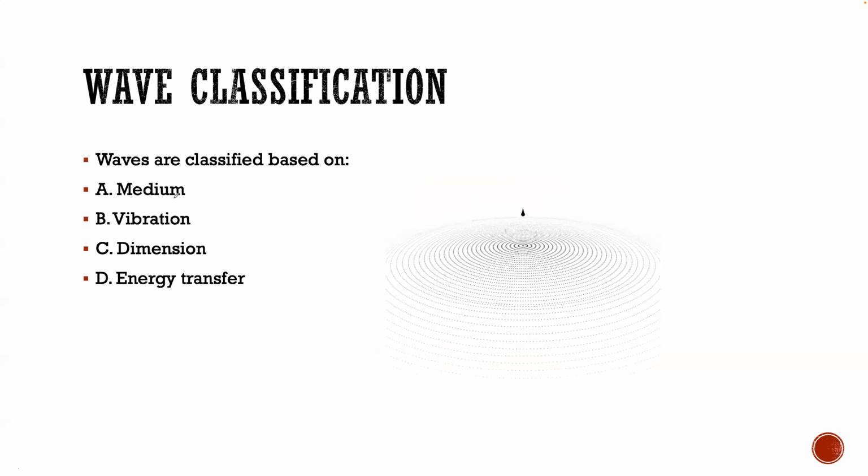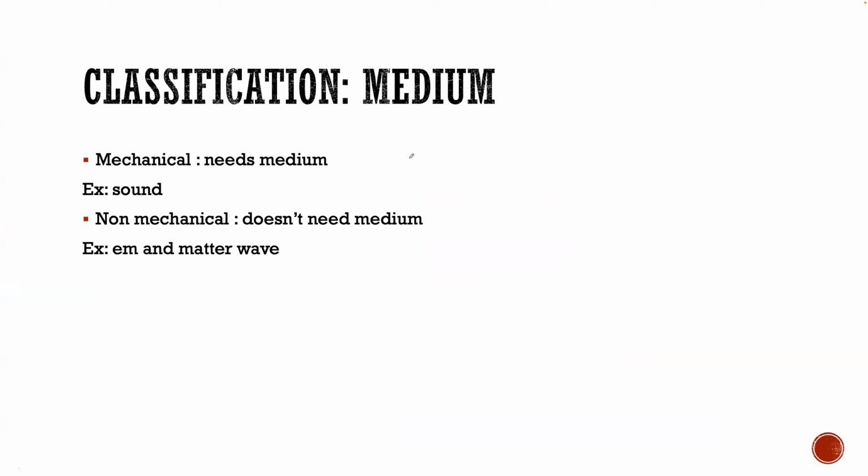Now, waves are classified based on the following categories: medium, vibration, dimensions, energy transfer. If a wave needs a medium, we call that wave a mechanical wave. If a wave does not need a medium to propagate, we call that wave a non-mechanical wave. For example, sound wave needs a medium to propagate. Therefore, sound wave is considered to be a mechanical wave.